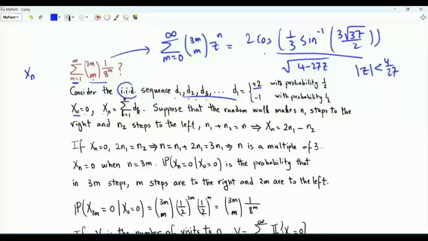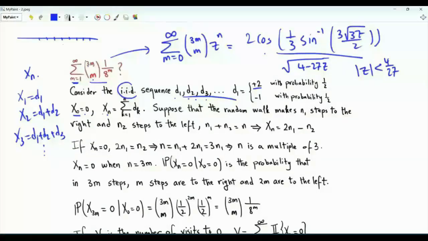When n is a positive integer, xn is the summation k from 1 to n of dk. So x1 is d1, x2 is d1 plus d2, x3 is d1 plus d2 plus d3, and so forth. This random process is called a random walk. Note that it moves on the lattice of integers.